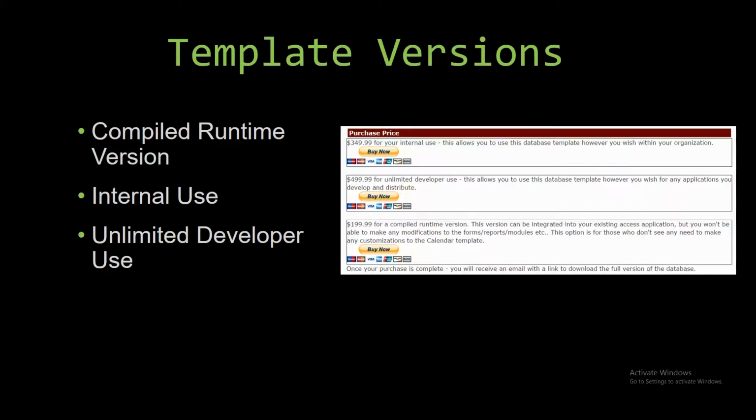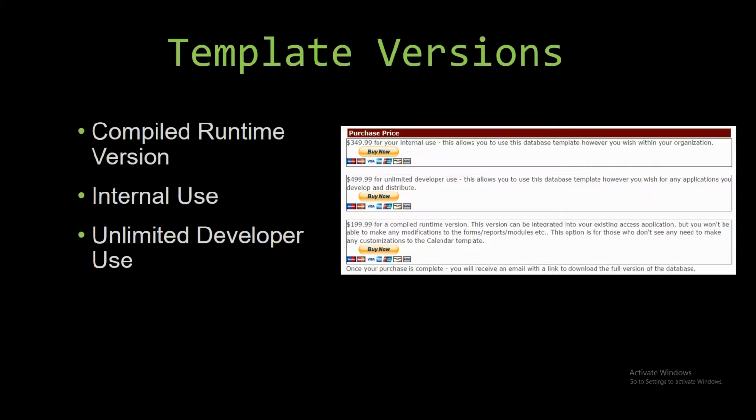With most of our templates that we offer, there are 3 different versions that you can purchase. A compiled runtime version, one for internal use, and one for unlimited developer use. The compiled runtime version is a run-as-is version without the paid full version of Microsoft Access, using the free Access Runtime from Microsoft. It can be integrated into your existing Access application, but you will not be able to make any modifications to the forms, reports, modules, etc. This option is more for those of you who don't see any need to make any customizations to the template.